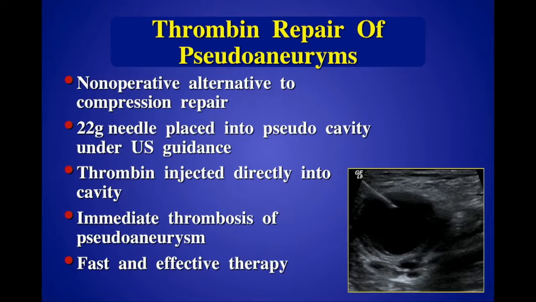Which brings me into the discussion of thrombin repair, which is really our mainstay for the treatment of pseudoaneurysms. Obviously a non-operative alternative, and for these we use a relatively small needle, a 22-gauge needle that we place into the pseudoaneurysm cavity directly under ultrasound guidance. In this image you can see the needle very well with its tip placed within the cavity. Once you've identified the needle location, you can inject the thrombin directly into the cavity while we watch, typically with color Doppler on. In most cases, we experience immediate thrombosis of the pseudoaneurysm, and we have found it to be a very fast and effective treatment for these lesions.